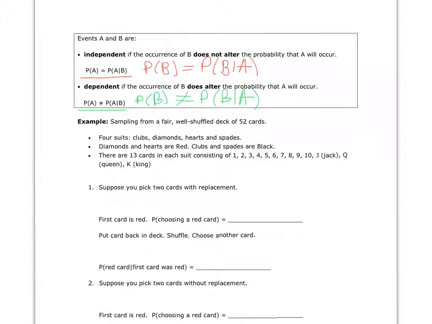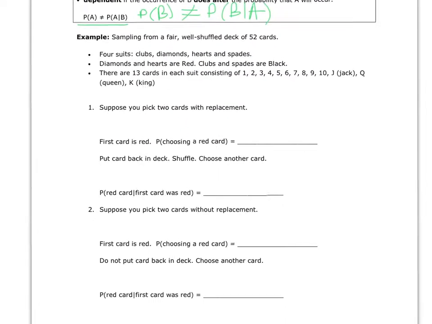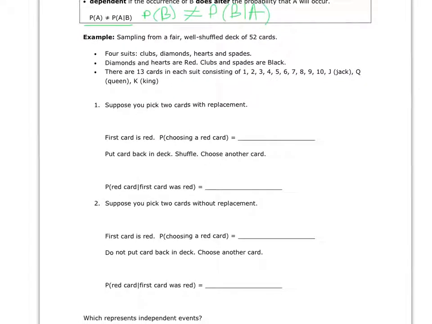All right, so let's look at another example. Let's look at a standard deck of cards. 52 cards, 4 suits: clubs, diamonds, hearts, spades. Diamonds and hearts are red. Clubs and spades are black. 13 cards in each suit, going from 1 up to 10, and then Jack, Queen, and King. And I guess the other thing to note is 1 is typically referred to as the ace card.